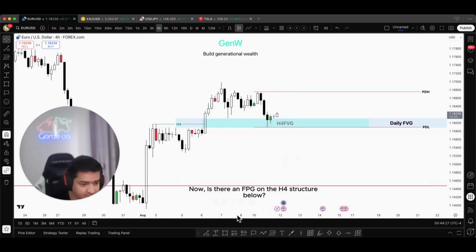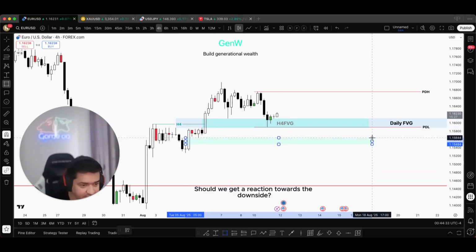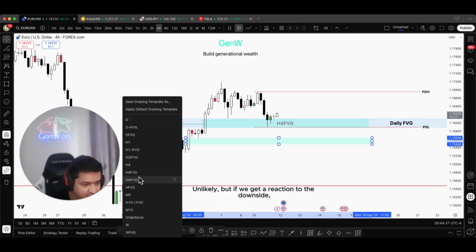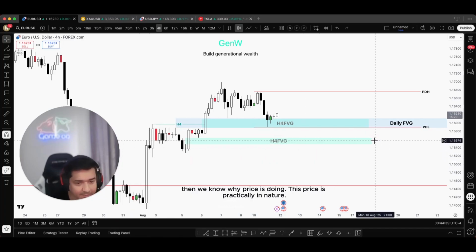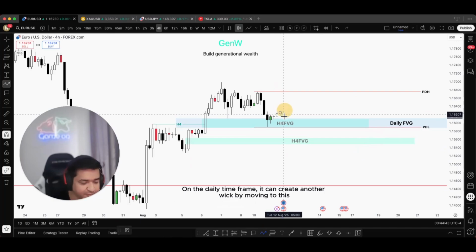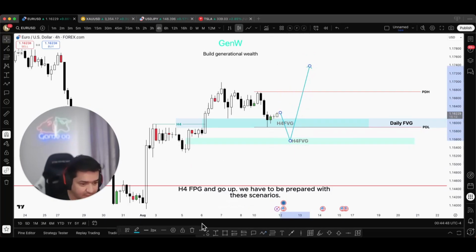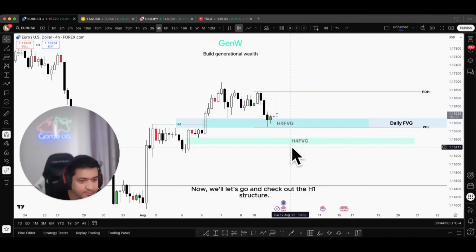Now is there an FVG on the H4 structure below? Yes, there is. Should we get a reaction towards the downside? Unlikely, but if we get a reaction to the downside, then we know why price is doing this. Price is fractal in nature. On the daily time frame, it can create another wick by moving to this H4 FVG and go up. We have to be prepared with these scenarios.